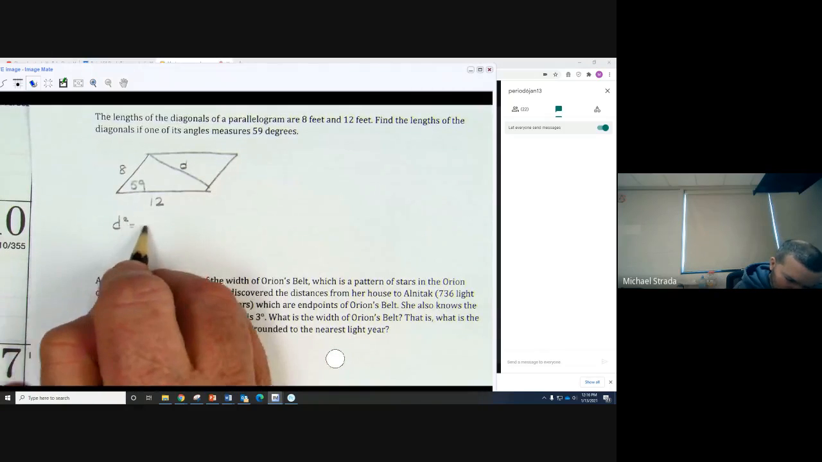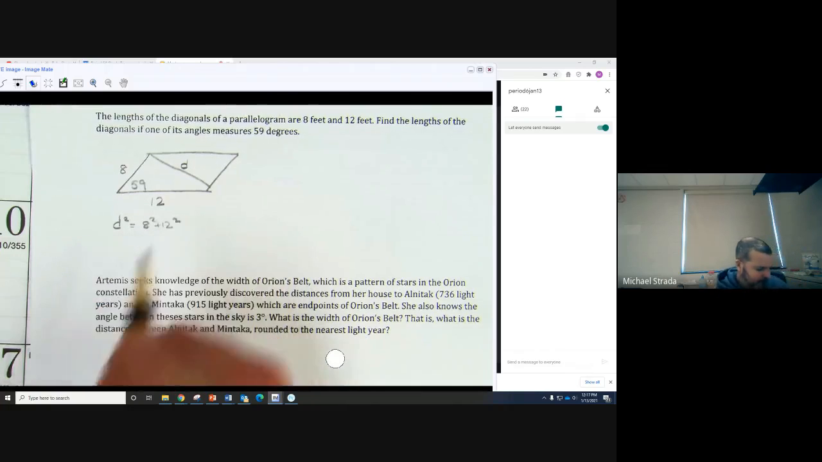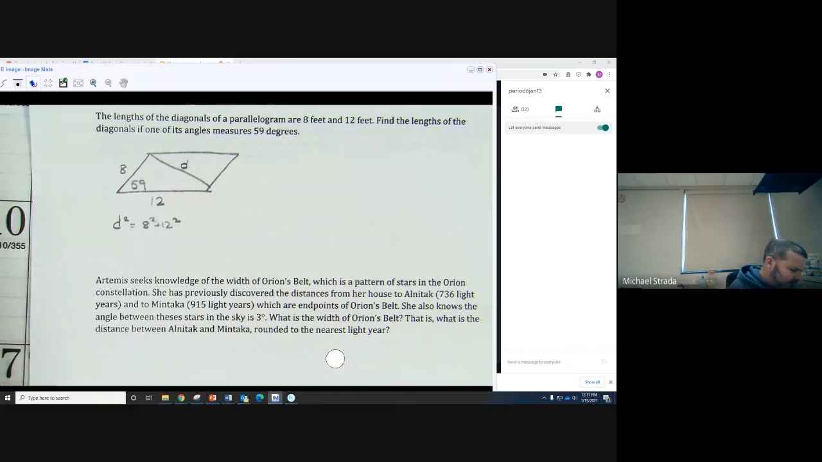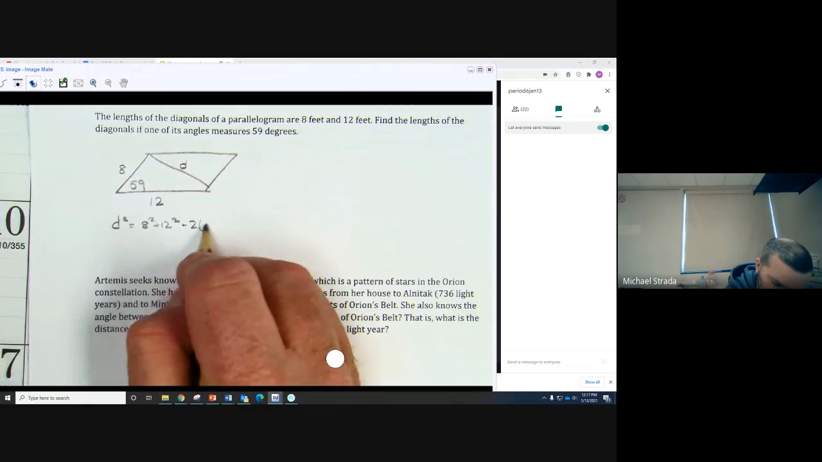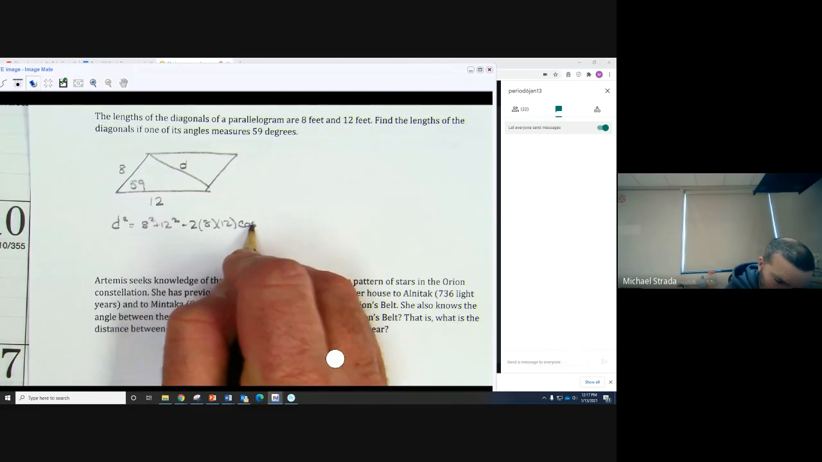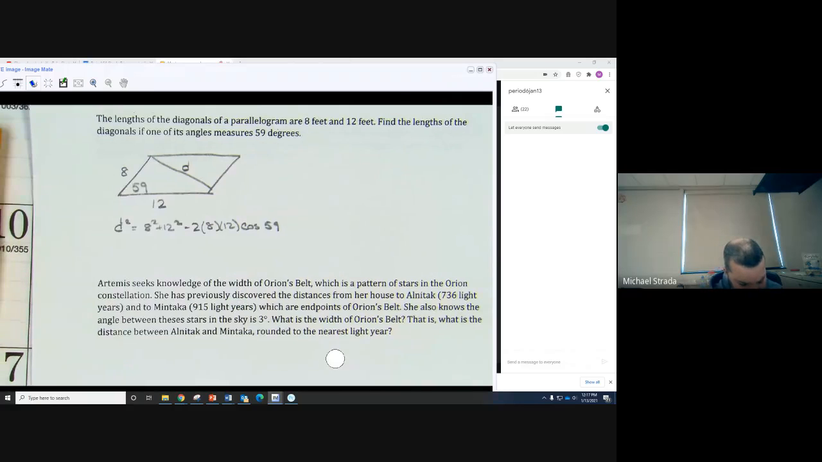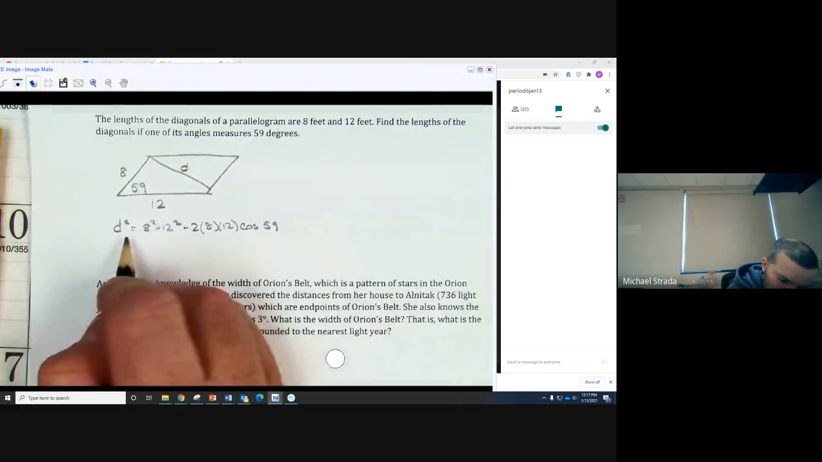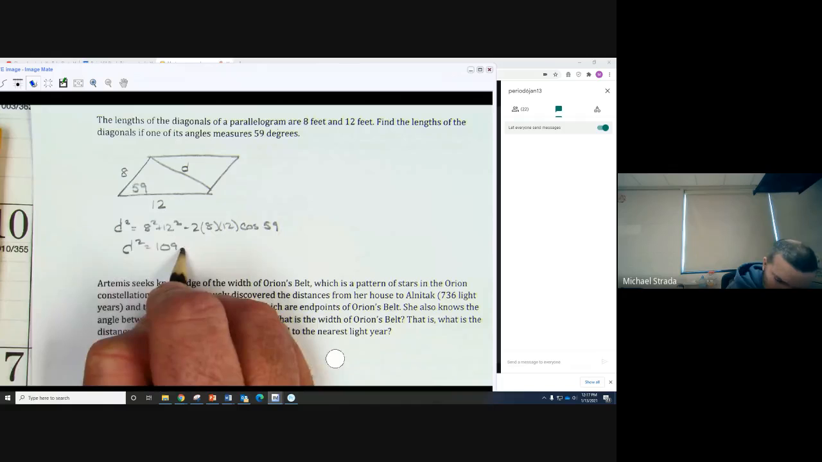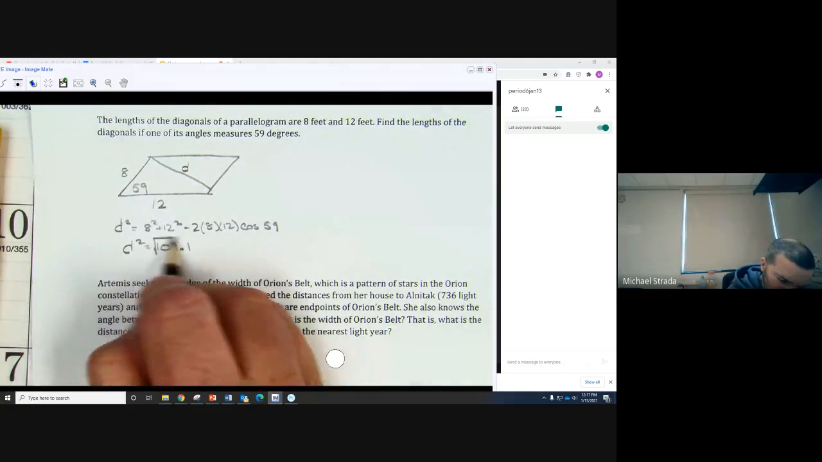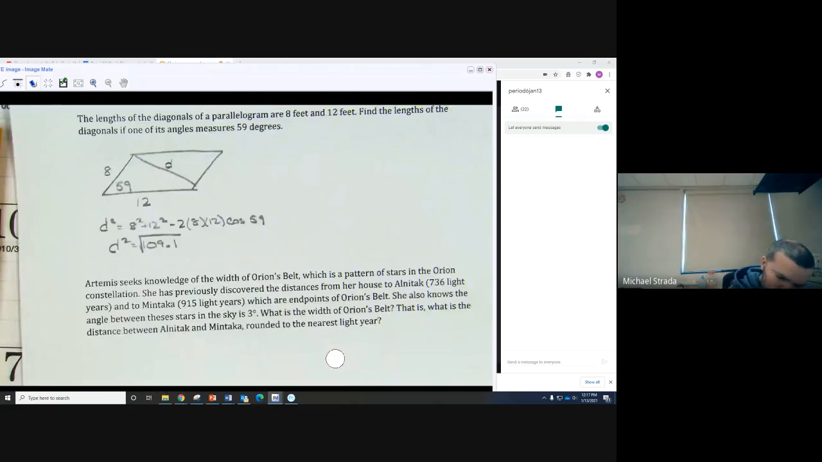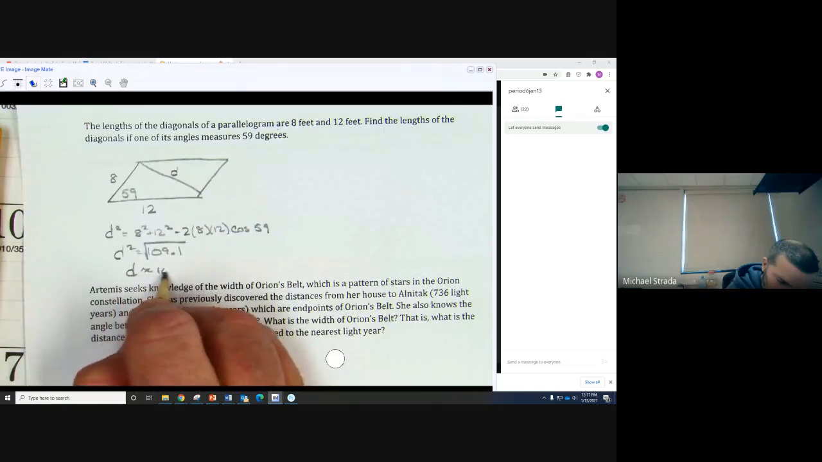D squared equals the other two sides squared, minus double those sides times the cosine of the opposite angle, which is 59. I do that math: 8 squared plus 12 squared minus 2 times 8 times 12 times the cosine of 59. D squared equals 109.1. I then finish up by doing the square root. D is approximately 10.4.